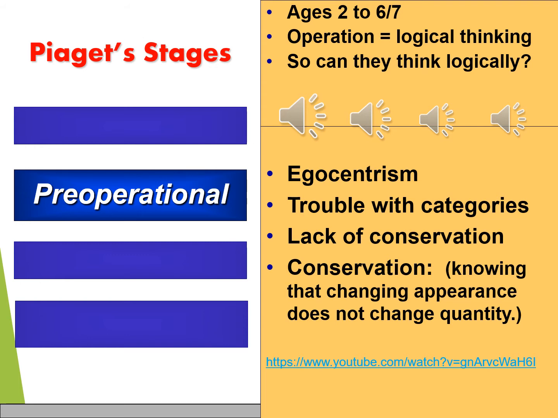Let's consider two examples related to categories. If I ask you, are there more men or women in our class? You might say men, or you might say women. But if I asked you, are there more students or women or men in the class? You would definitely say there are more students. But pre-operational children will often tell you there are more boys in their class than there are students in their class, or there might be more girls in their class than there are students in the class, reflecting in part difficulties with categorization.